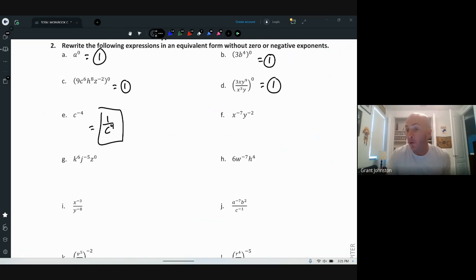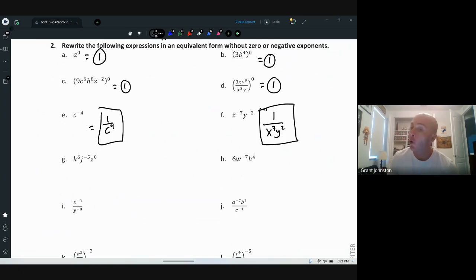F is similar, we just have 2 variables. x to the negative 7 would be 1 over x to the 7, and y to the negative 2 would be 1 over y to the 2. So this would be 1 over x to the 7, y to the 2. They would both be in the denominator. They're both negative.